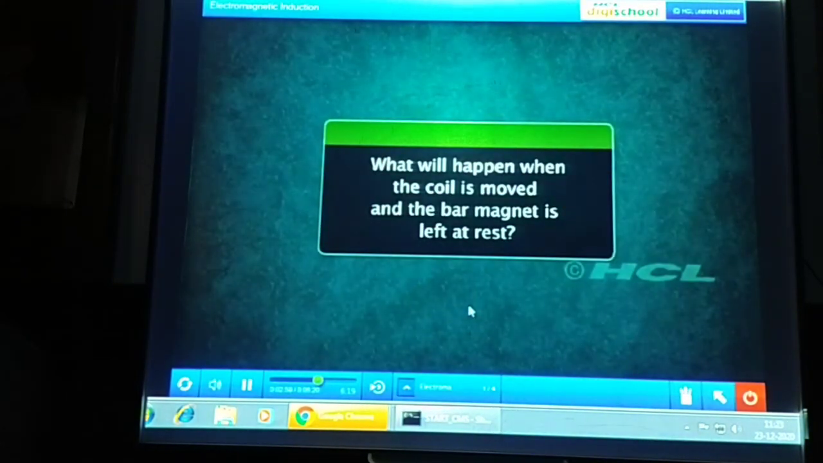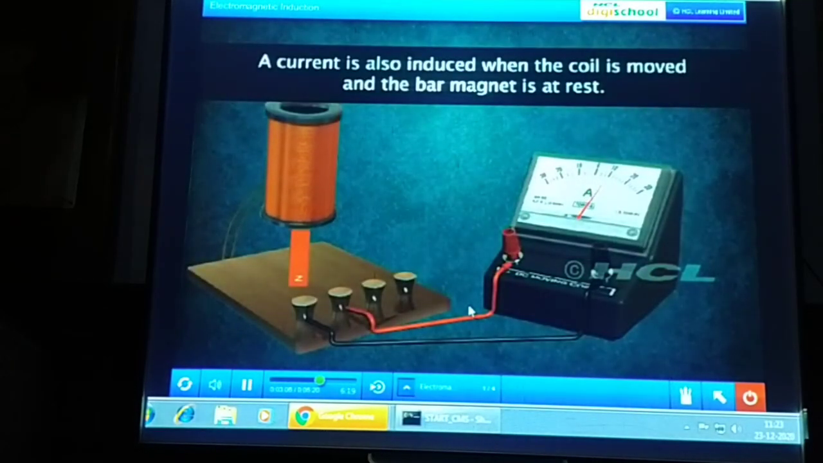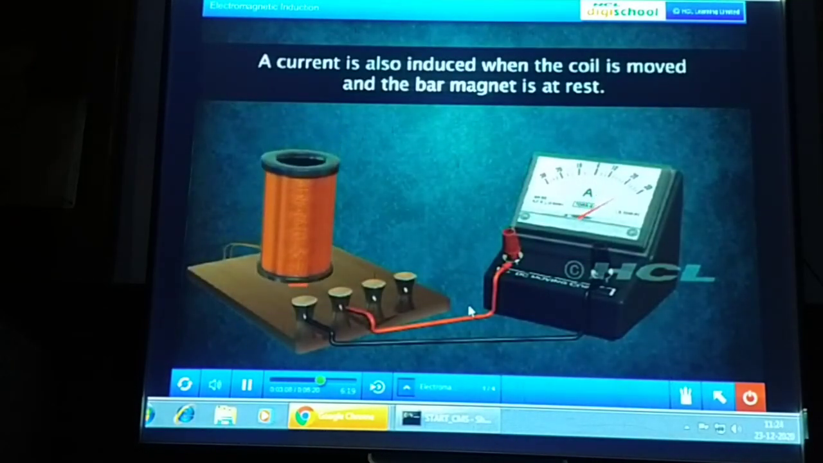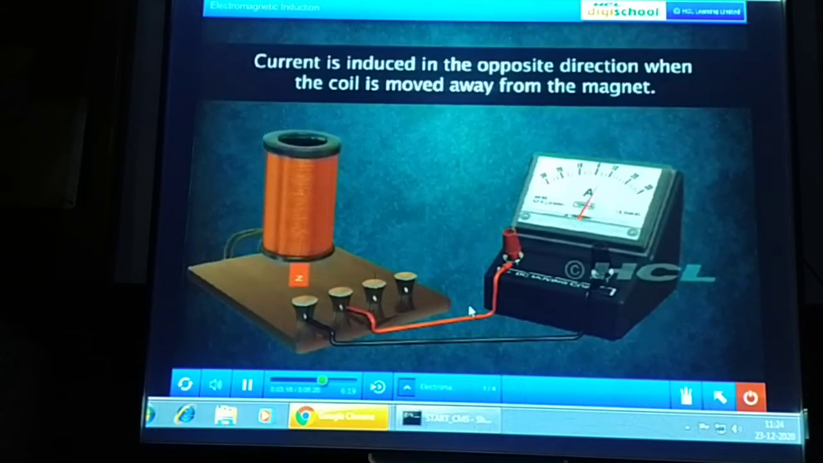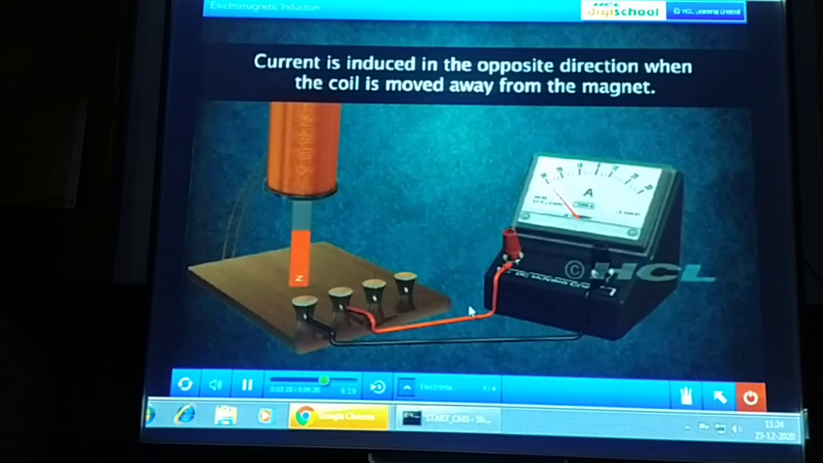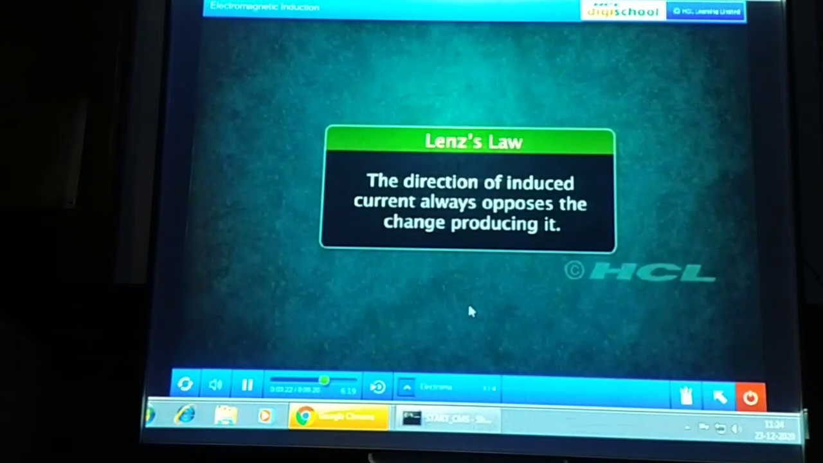What will happen when the coil is moved and the bar magnet is left at rest? Let's keep the bar magnet stationary at one point near Q and move the coil towards it. The needle deflects toward the right. When we move the coil away from the magnet, the deflection of the needle is towards the left. Lenz's law states that the direction of induced current always opposes the change producing it.